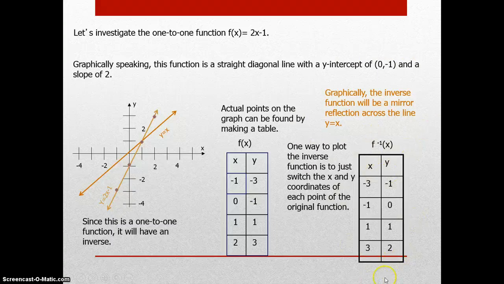You can even draw a table that looks like this, and switch it. So now my x becomes -3, my y becomes -1. If I was to plot that, you will have the graph, this line in green, and that's your inverse function. So for graph, you need to get the table and just switch the values, the x and y, and then just plot the line. That's it.